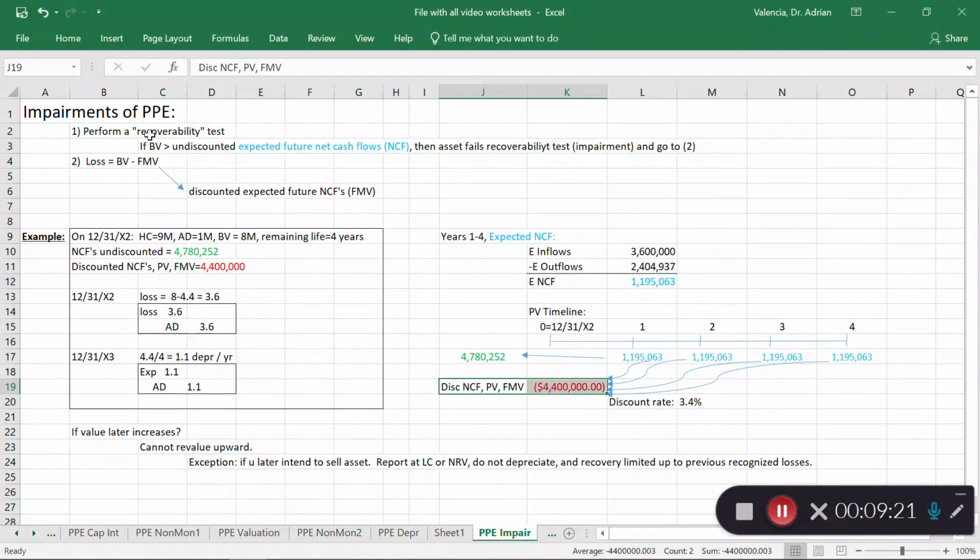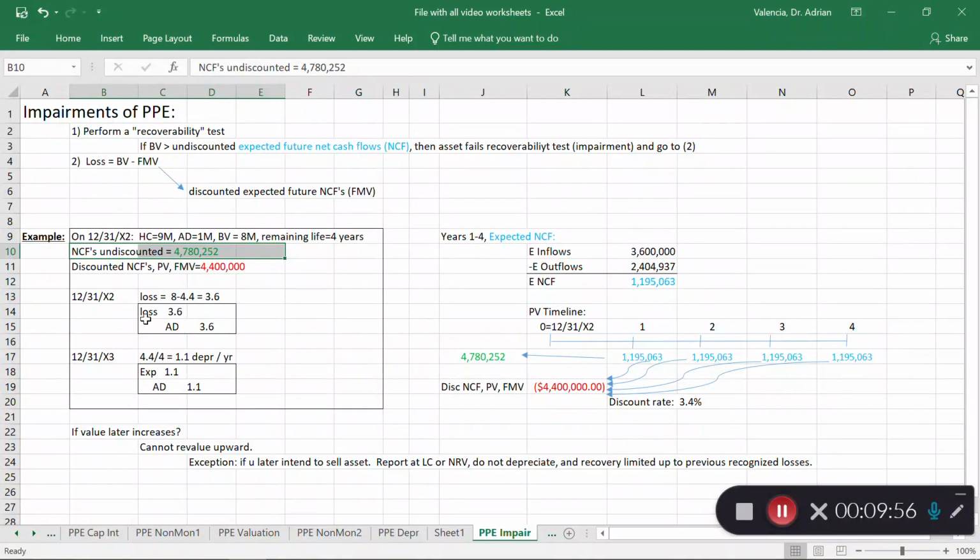But for property, plant, and equipment, for the first test, we don't compare to the discounted cash flows. We compare to an undiscounted amount right here. So in this case, it actually fails the recoverability test because $8 million is greater than 4.78, right? So that's step 1. And we say, okay, fails the recoverability test. We only use this number to test. And then the actual loss is going to be 8 million minus 4.4 million, as it is stated right here.